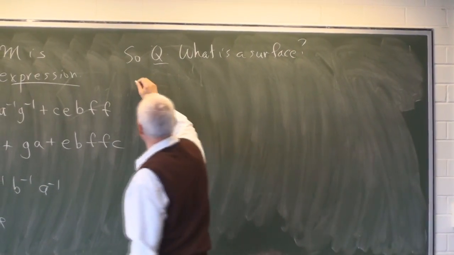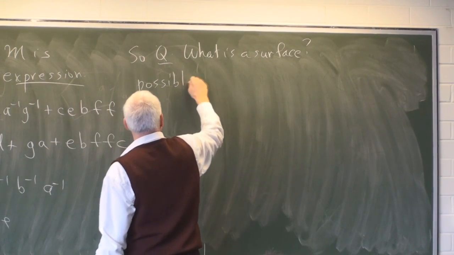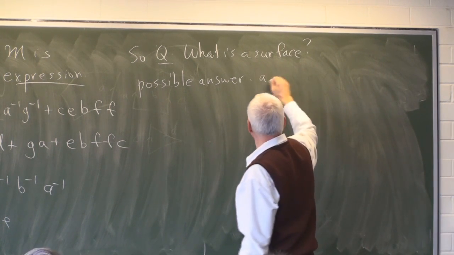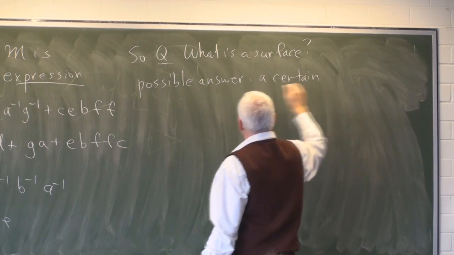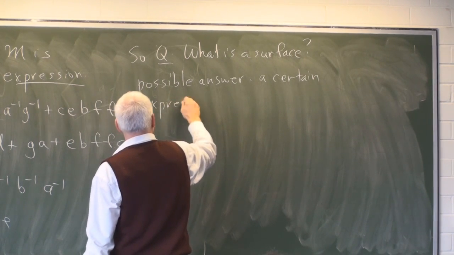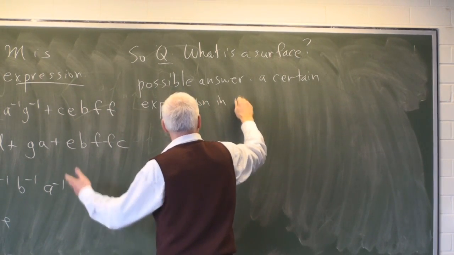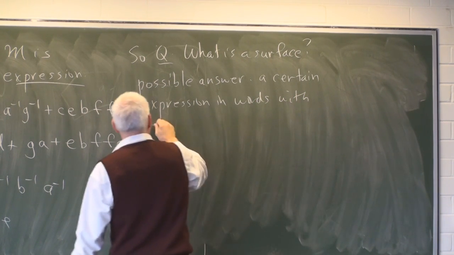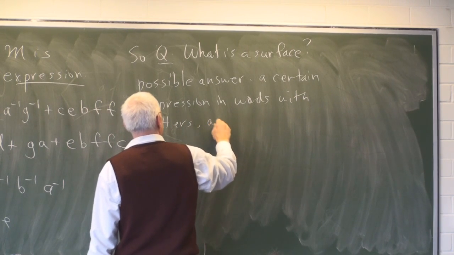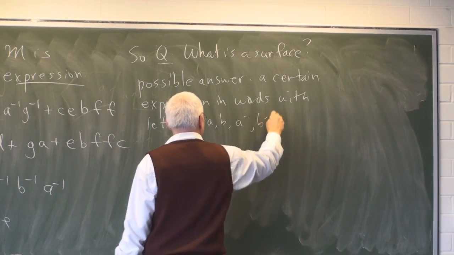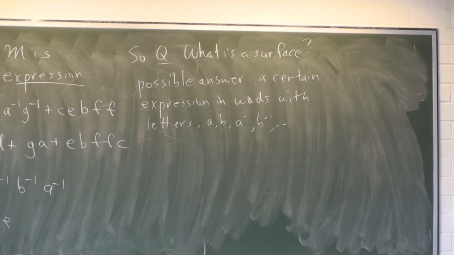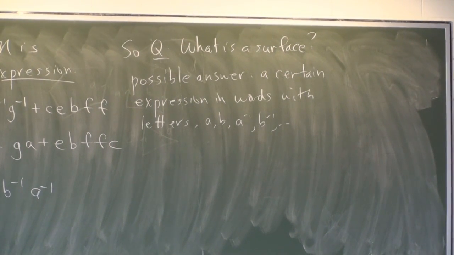So a possible answer is a certain expression in words with letters A, B, A inverse, B inverse, and so on, according with certain conditions, like each letter has to appear twice, and we have certain notions of equality.